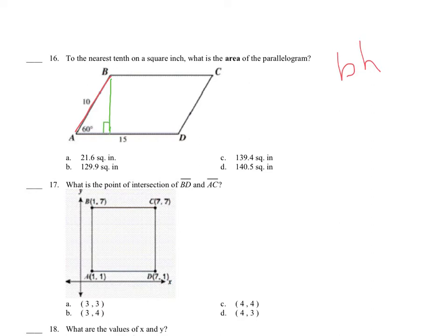Well, we don't know what that height is, but notice what we create by doing that, a 30, 60, 90 triangle. So we can find that if I go hypotenuse to short leg, it's half, so this segment is 5. If I go short leg to long leg, that is 5 radical 3. So my answer is going to be 15 times 5 radical 3, which is the height. And when I do that, I get a product of 129.9 when I round it.